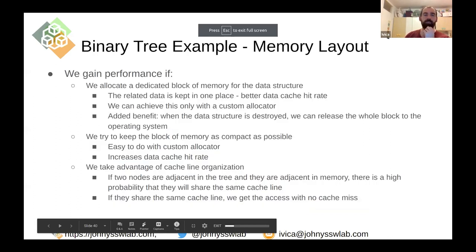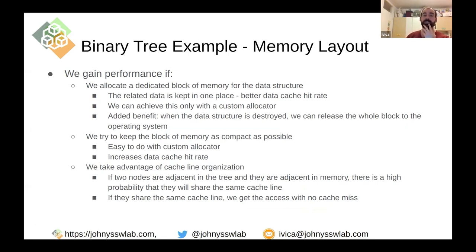we gain performance if, in case of this binary tree, we allocate a dedicated block of memory for the data structures. So we have a single block, that means we won't have any blocks that are far away in memory. So this fact alone brings some performance. We can achieve this only with a custom allocator. We try to keep the block of memory as compact as possible.